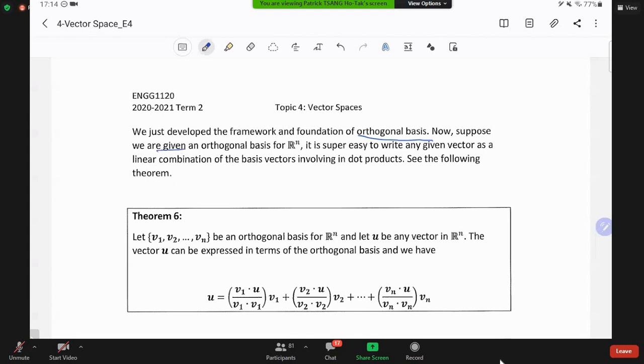This is given. Now I would like to ask whether it is easy, or whether it is possible, to write any given vector as a linear combination of the basis vectors in that set. And let me tell you, it is super easy to write the given vector as a linear combination of the basis vectors. In particular, we are using the dot product to illustrate how we achieve this result. So let's take a look at the next theorem. When we finish this theorem and the next example, we will take a break.